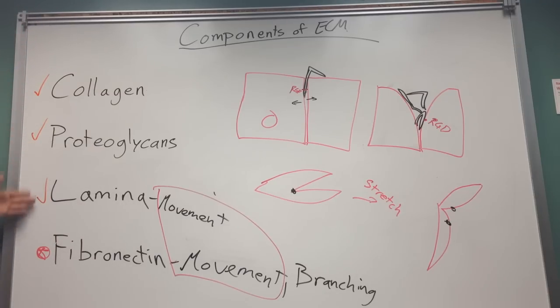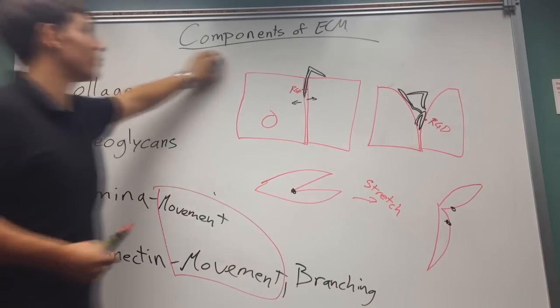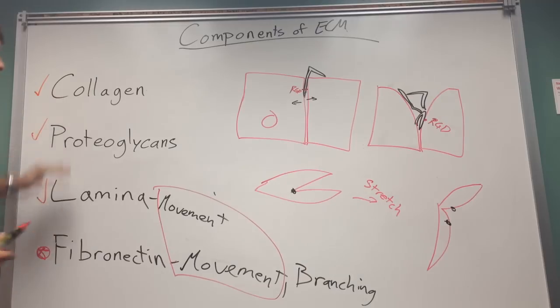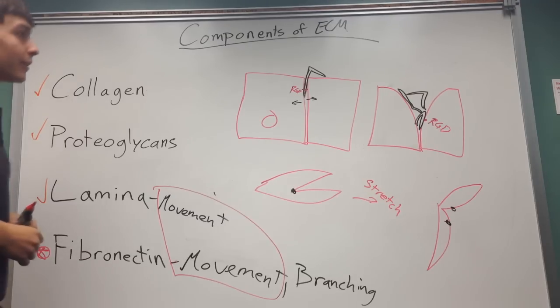So those are the main things you need to know about collagen proteins, lamina, and fibronectin, which are the main components of the ECM, and how they interact with cells or give strength or versatility to cells, whether it be movement, resistant force, or cushioning by proteoglycans. All right, I hope that helped.